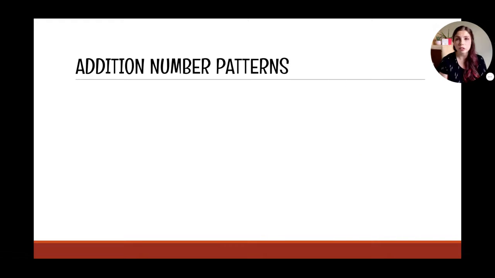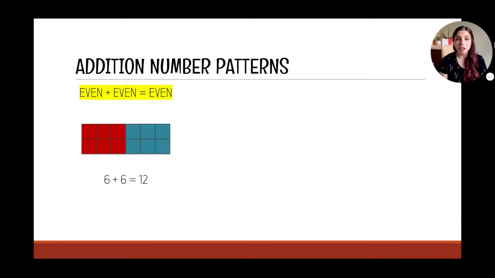Now let's take a look at those number patterns. Let's start with addition number patterns. When adding two even numbers together, you're always going to get an even answer. Take a look at the picture. 6 red boxes plus 6 blue boxes equals 12 total boxes. Even plus even is even.